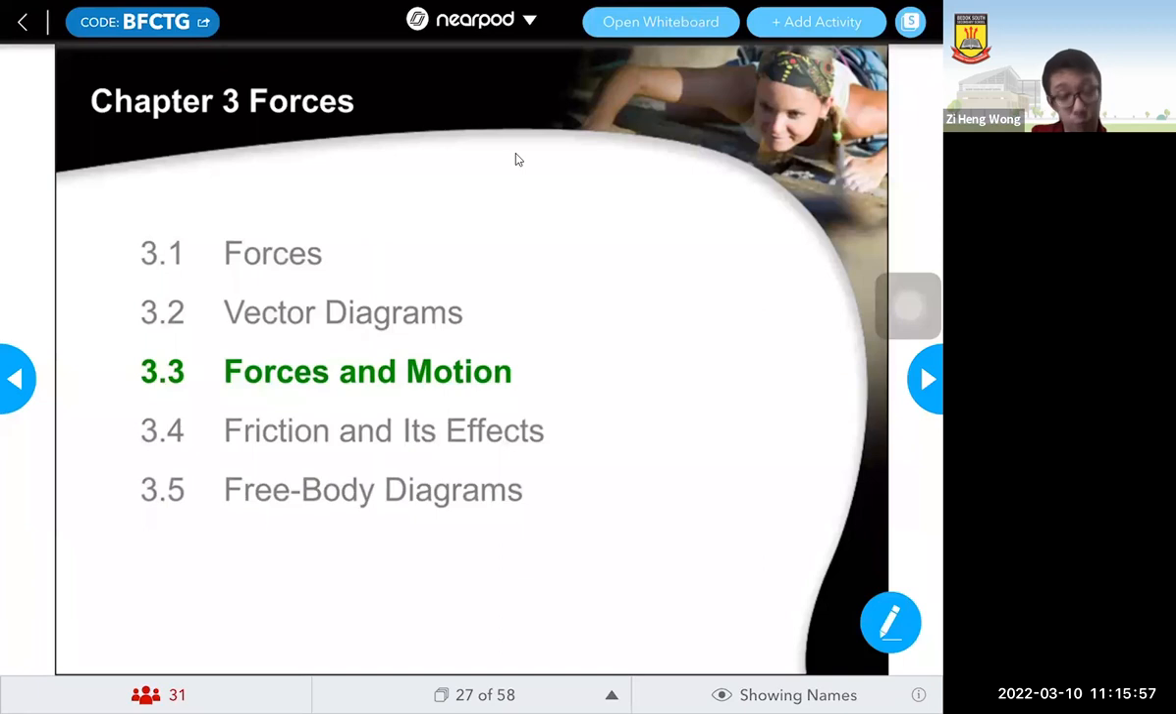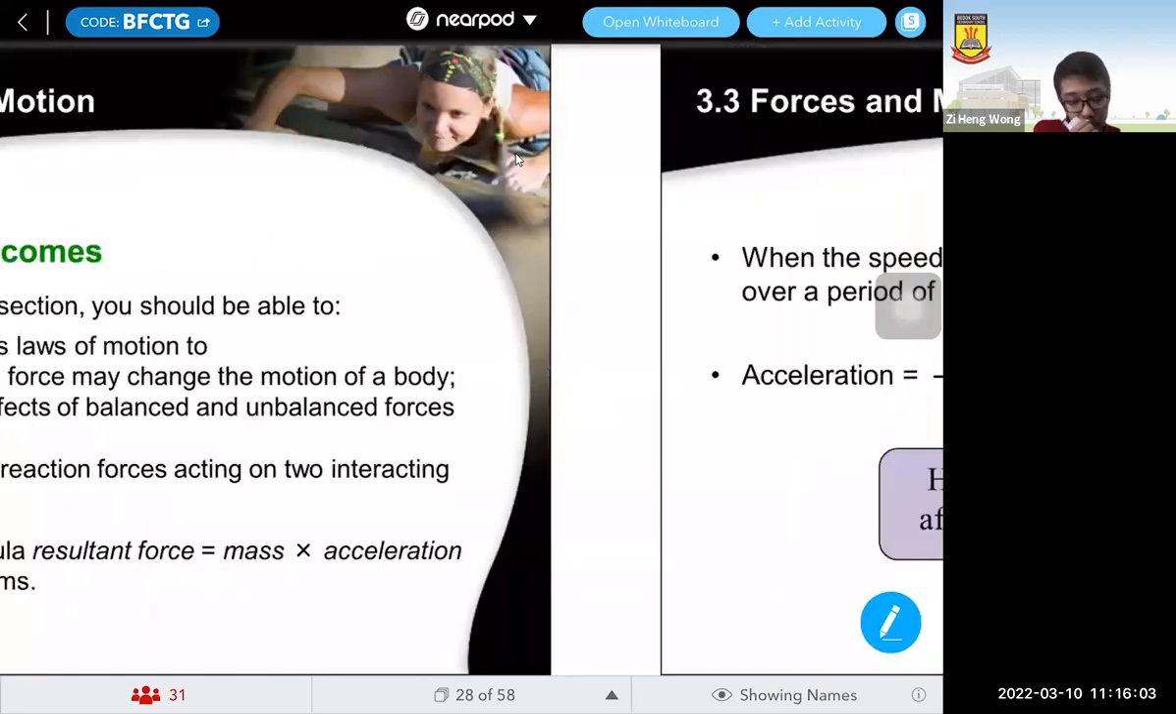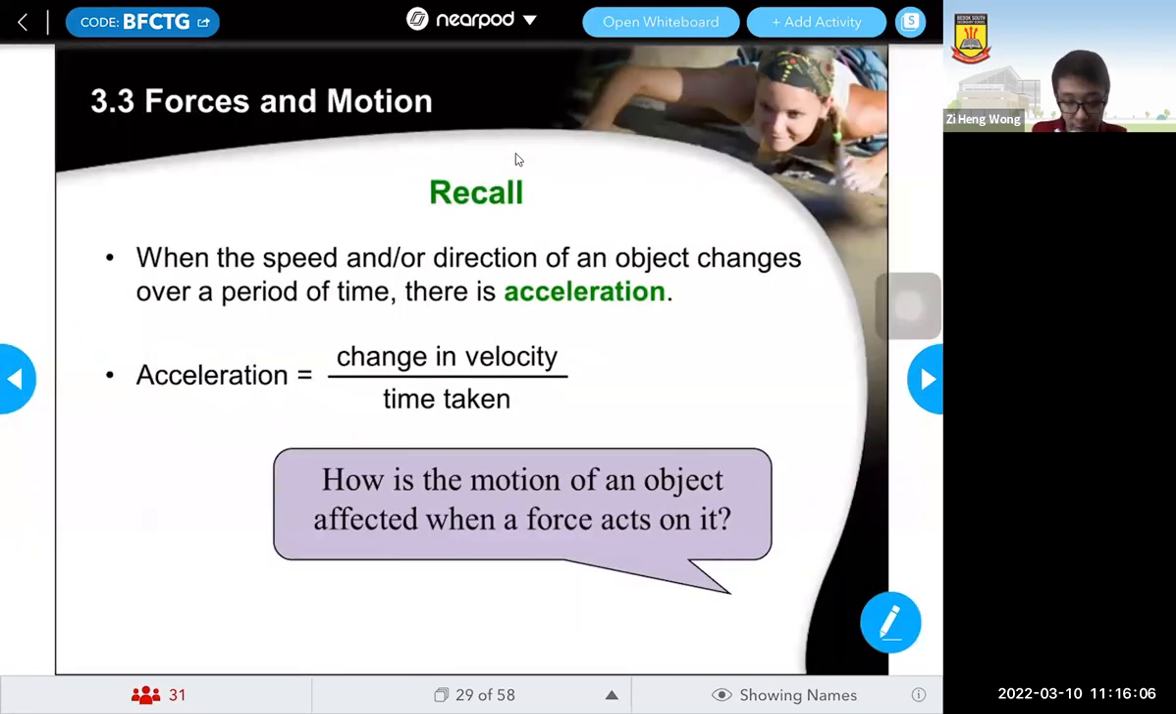Forces and motion. We are going to move to the main part where we learn about Newton's laws of motion. First, we start off with the first law of motion. Or before we even start with the first law, we revise the concept of acceleration. What is acceleration? Acceleration is the change in velocity per unit time. Every time there's a change in velocity, there will be an acceleration.